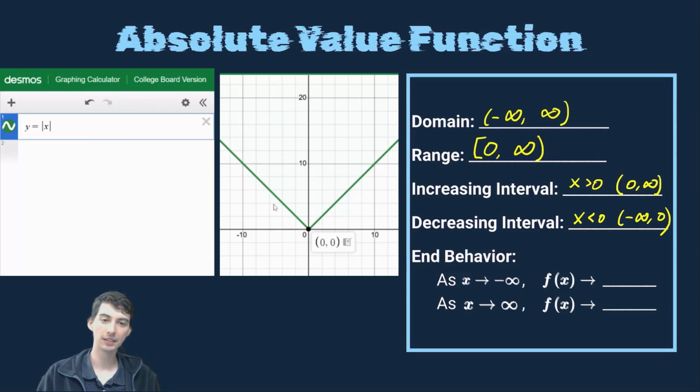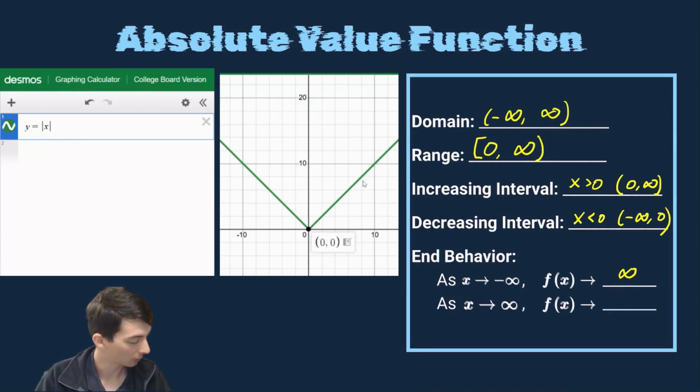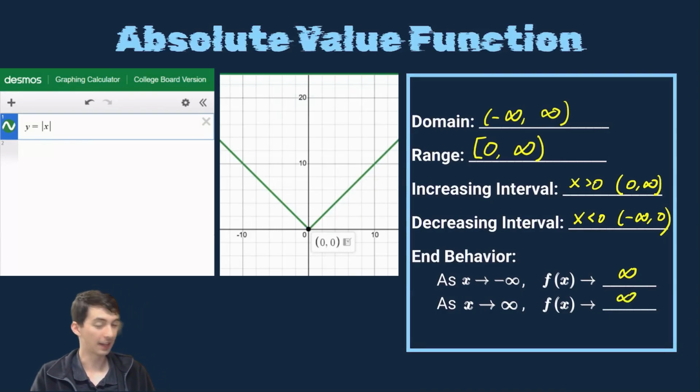My end behavior, as x goes off to negative infinity, that's going this way. I see my y value is increasing forever. So my y value is going to go to positive infinity. Whereas on the other side, as x goes to positive infinity, well, y is still increasing forever. So it's still going to go to positive infinity like that.